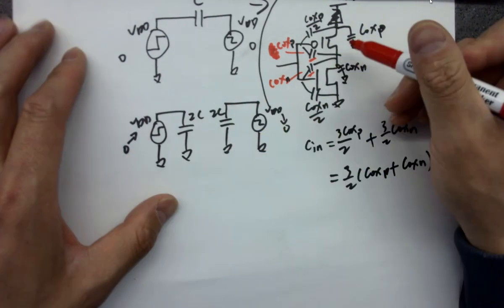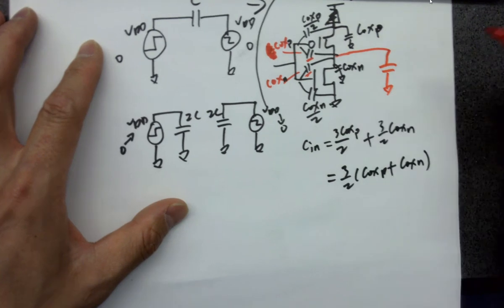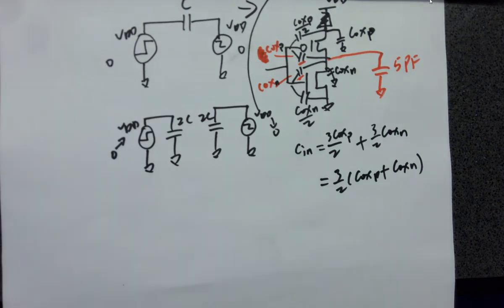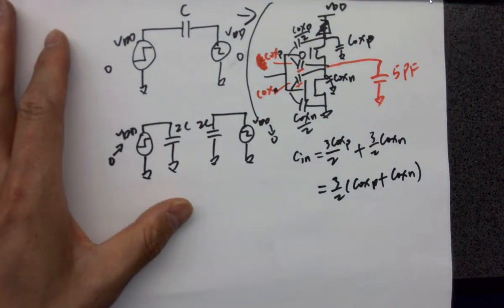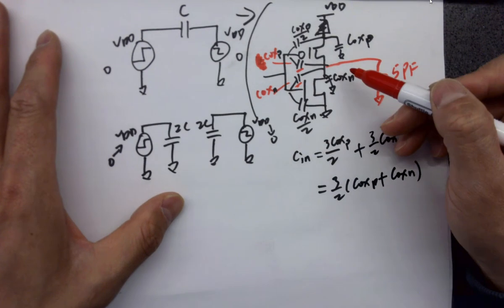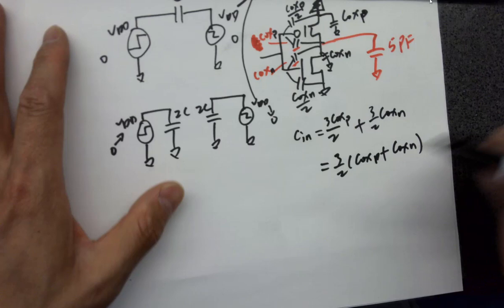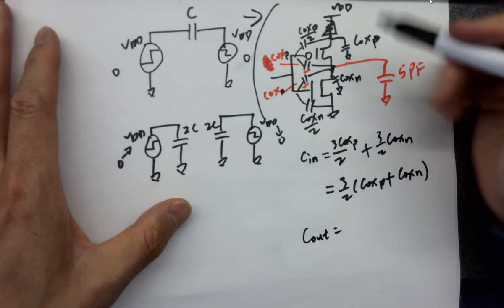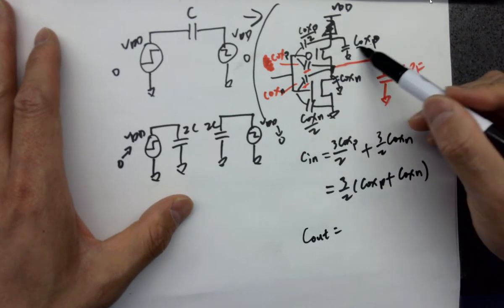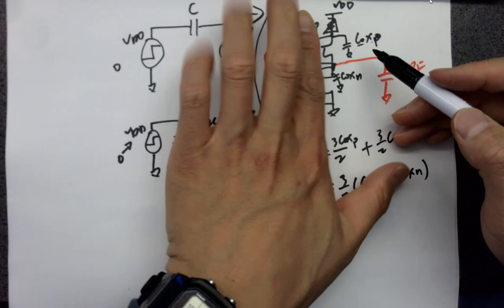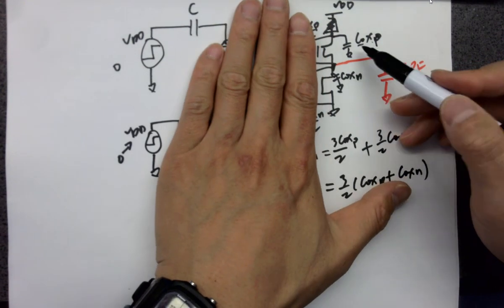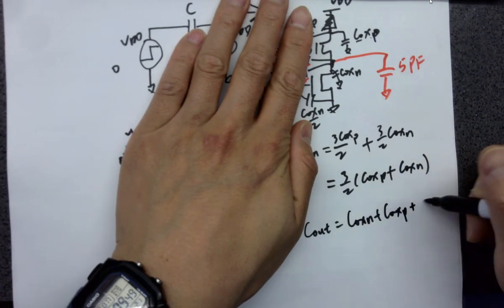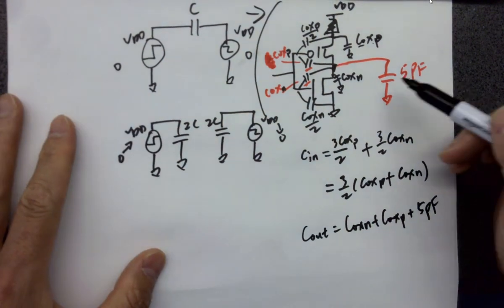And assuming that there's no output capacitor, if I connect an output capacitor over here, and I tell you this is 5 picofarads, I'm asking you, what is the overall output capacitance? So we're looking at the output, this node. Since we already modeled these two capacitors as COX P and COX N, we are not looking at anything else. This is at the output. So it becomes COX N plus COX P plus 5 picofarads. That's the load capacitor, CL.